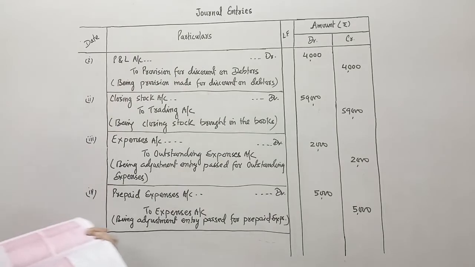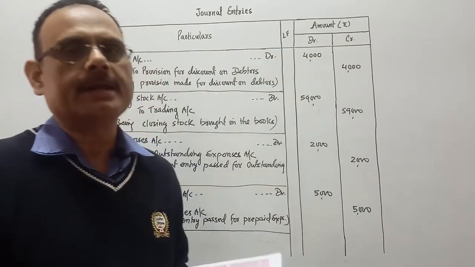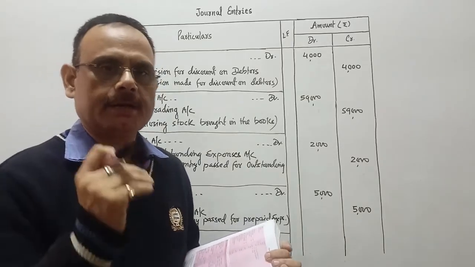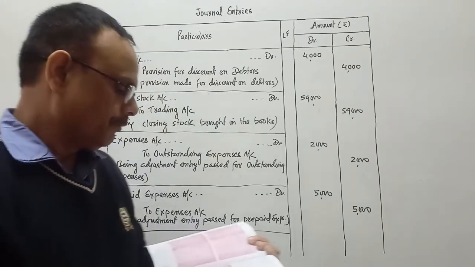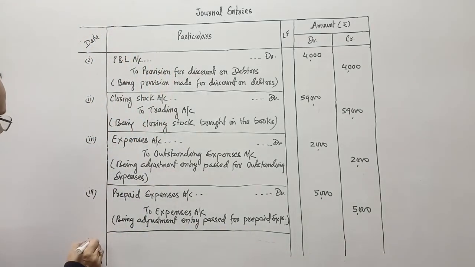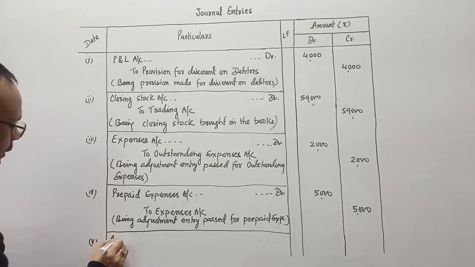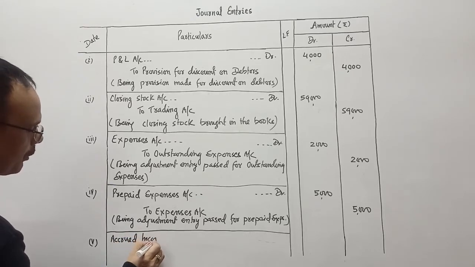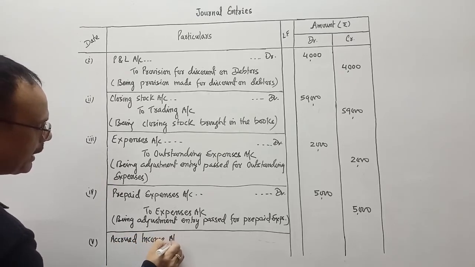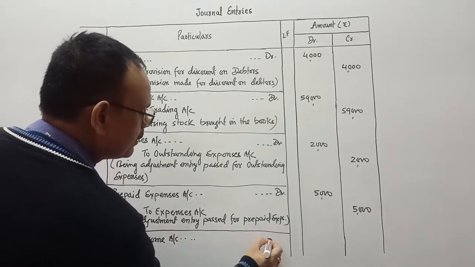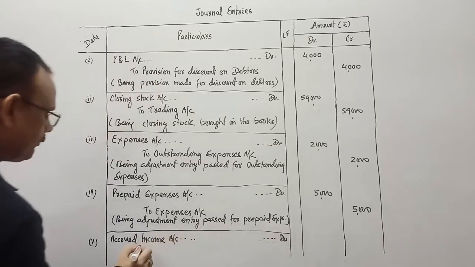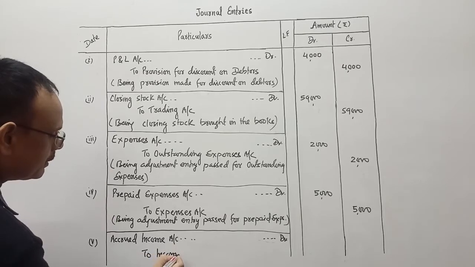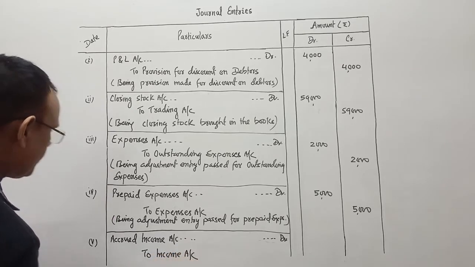Okay. Now coming to the next adjustment entry, accrued income. Accrued income means income earned but not yet received. Accrued income is an asset. So accrued income account will be debited and that particular income account will be credited.